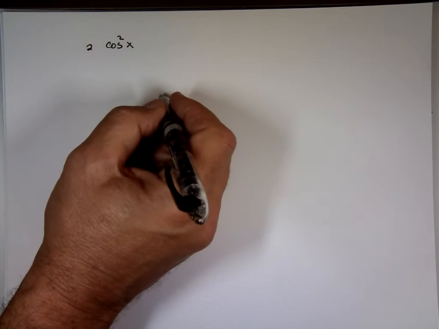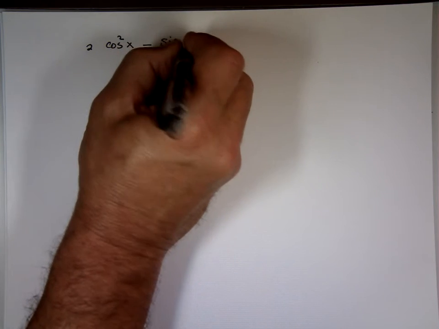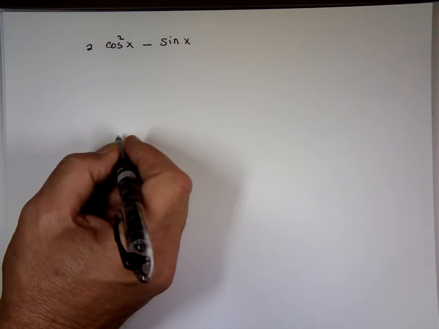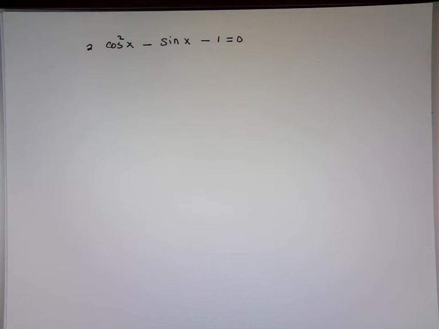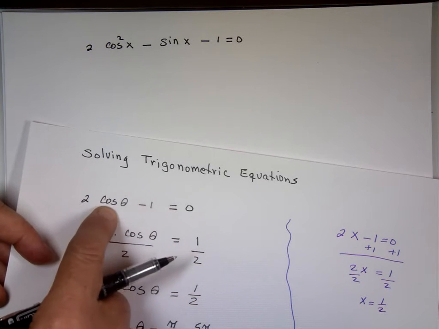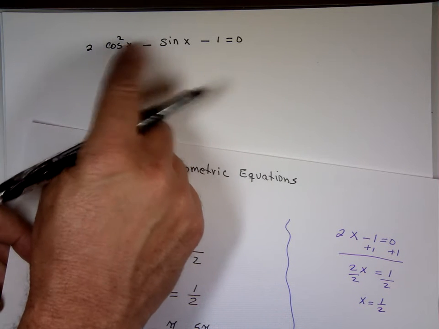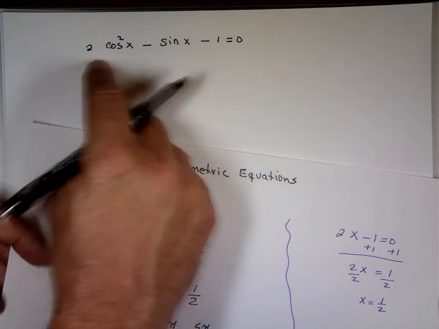Two cosine squared x minus sine of x minus 1 is equal to 0. Now, I forgot to mention in the previous example, I said treat them just like x and do the math. I should also mention you always want to make sure you have one type of trig function. So if you have sine, you really want to have all sines or all cosines if you can.